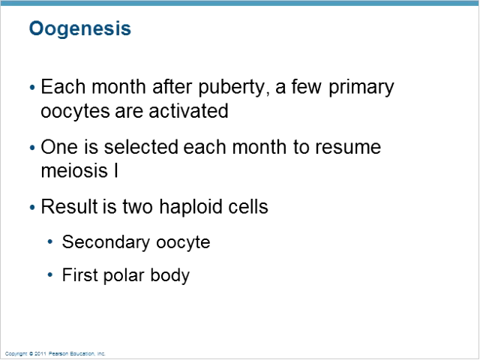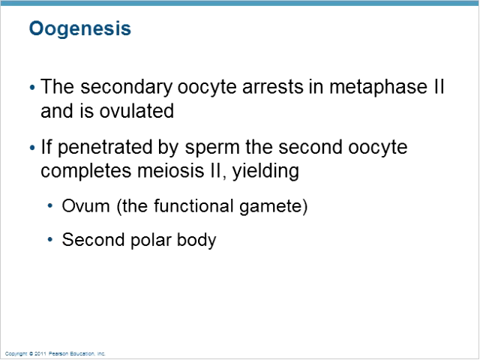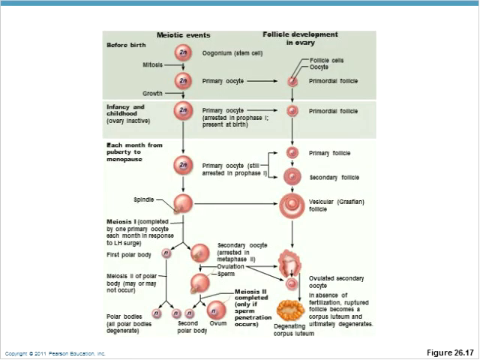Each month after puberty, a few primary oocytes are activated. One is selected each month to resume meiosis I. They result in 2 haploid cells, 23-chromosome cells: a secondary oocyte and a first polar body. The secondary oocyte arrests in metaphase II and is ovulated. If penetrated by sperm, the secondary oocyte completes meiosis II and goes through what's called fertilization. The ovum is the functional gamete, and then there's the second polar body.